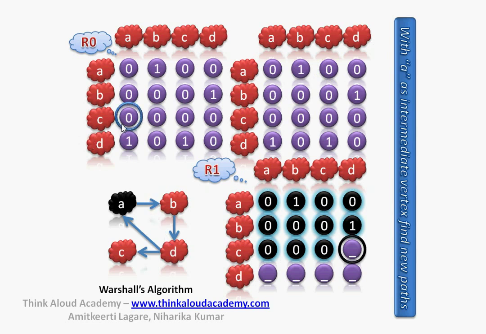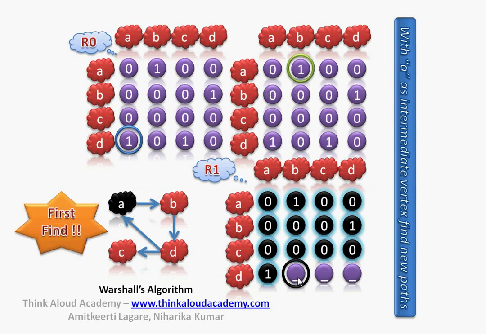Can I go from C to C via A? Obviously not, because C to A and A to C both are zeros. So C to A is 0, A to C is also 0. So this value becomes a 0. Can I go from C to D via A? For that I have to go C to A and then some way to reach D, which is not possible because C to A is 0 and A to D is also 0. So this value becomes a 0. Then can I go from D to A? D to A there is a direct edge, so I don't have to use A as intermediate vertex. So D to A it's already 1, so it becomes a 1.